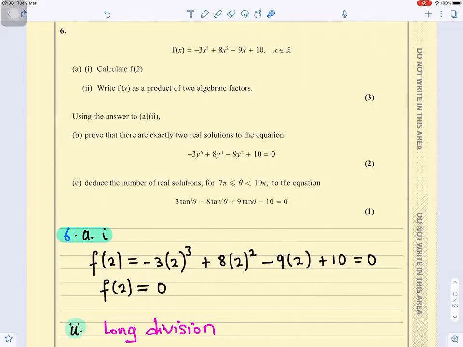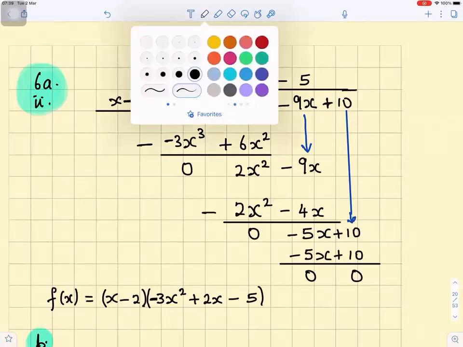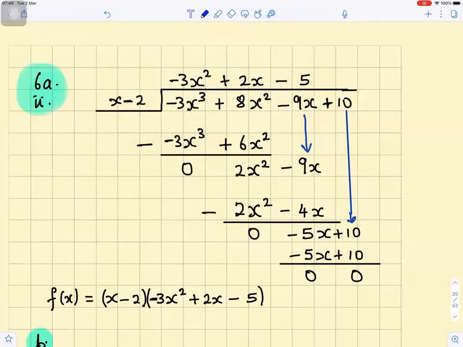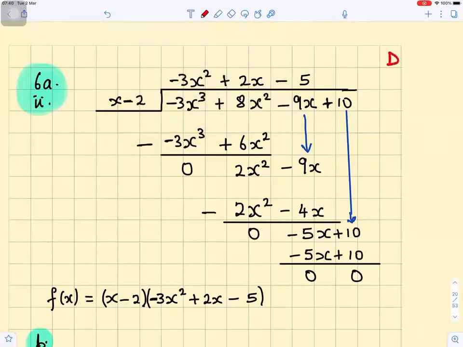So when you do long division, what you do is you divide. I'll show you the way I remember it. It was very important. You divide, multiply, subtract, bring down, repeat.